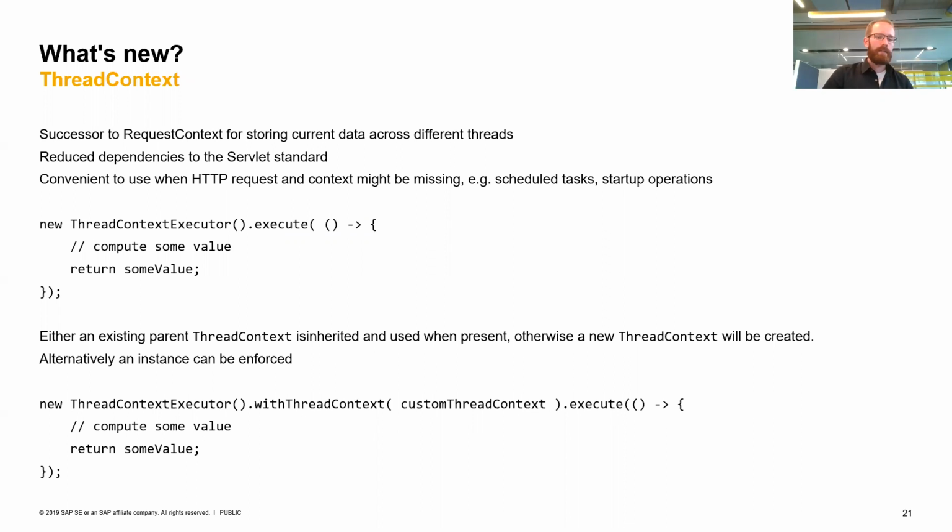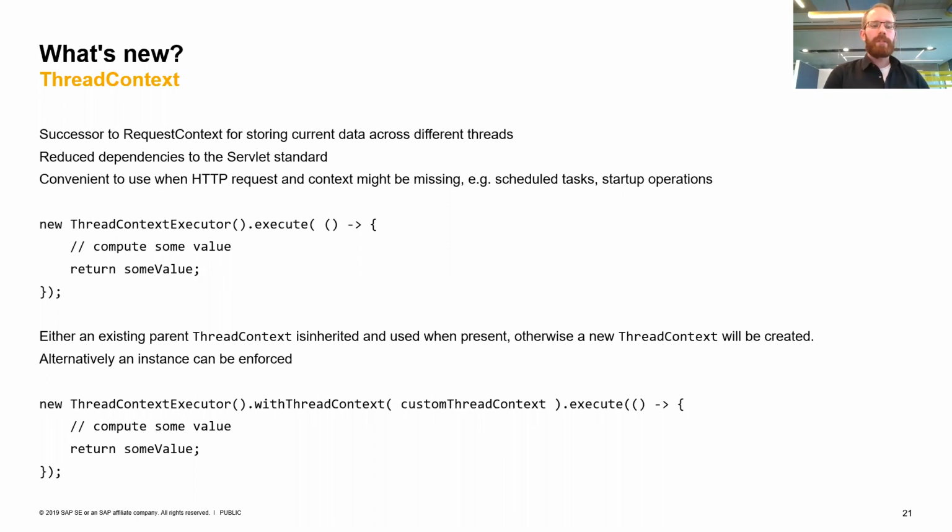So in the past, we had the so-called request context, which was basically always, if you receive an HTTP request from a customer, then automatically by our SDK, this call was wrapped into a thread context, in a request context. And this was very heavily dependent on the servlet standard in general, which caused some problems if some dependencies were not where they should be.